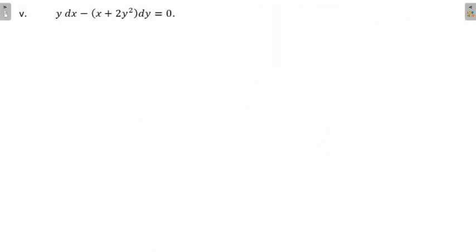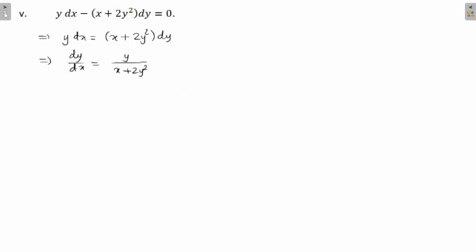Let's move to the next question now. The next question says we have to find the general solution of this. First and foremost, let me find dy by dx. If you find dy by dx from here, let me first take it out here. So you get y dx is equal to this much, right? From here, if I ask you to find dy by dx, you will say that my dy by dx will be y by x plus 2y squared. So this is going to be your dy by dx.